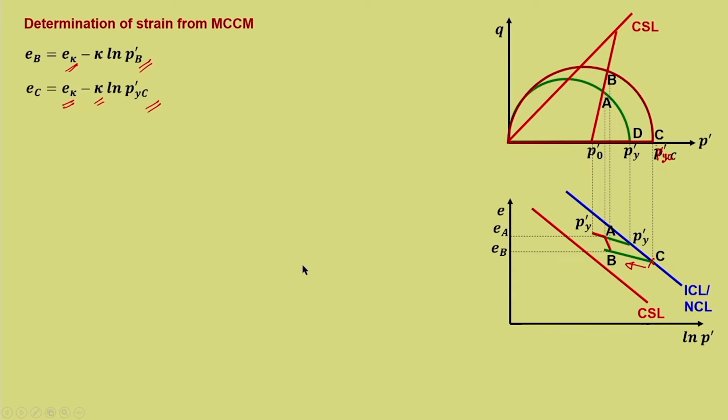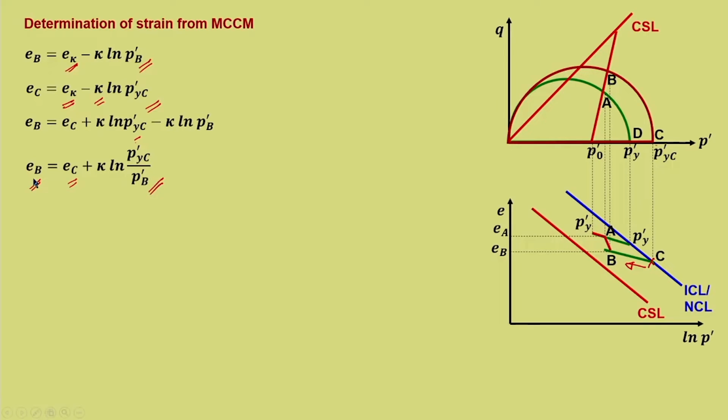Again, okay. So, this P dash YC, E kappa can be substituted. So, you can write EB is equal to, substituting for E kappa, EC plus kappa ln P dash YC minus kappa ln P dash B. So, just like we have written for EA, we can write EB is equal to EC plus kappa ln P dash YC upon P dash B.